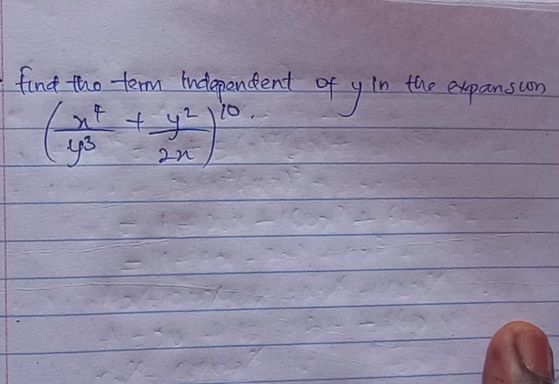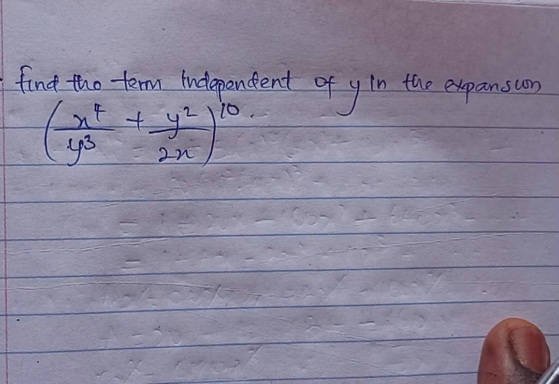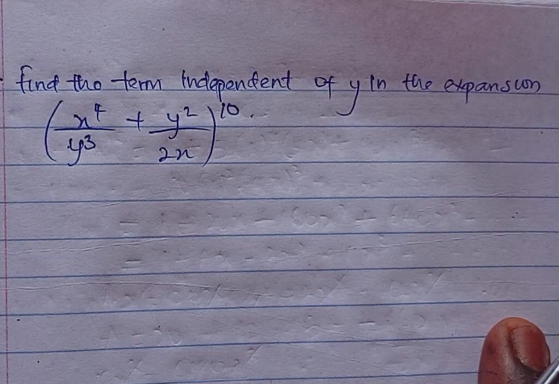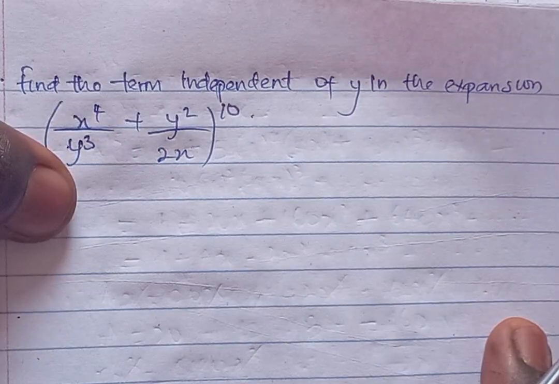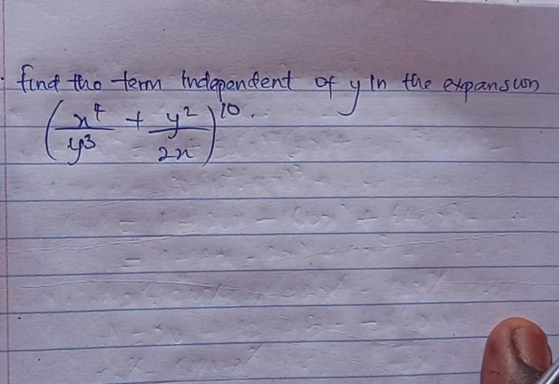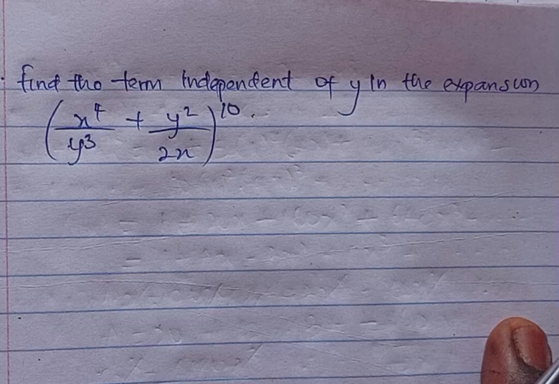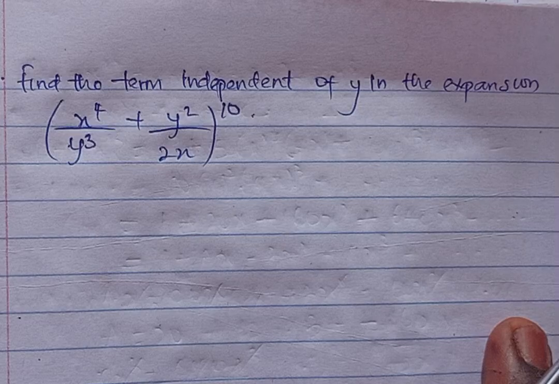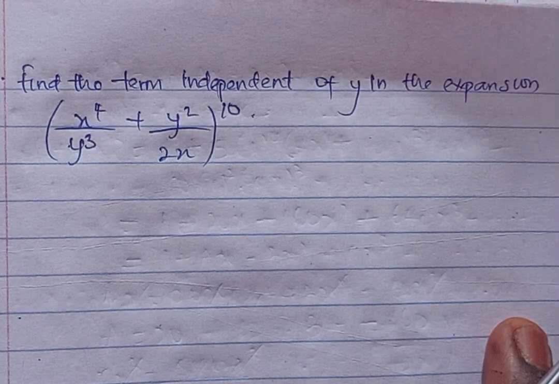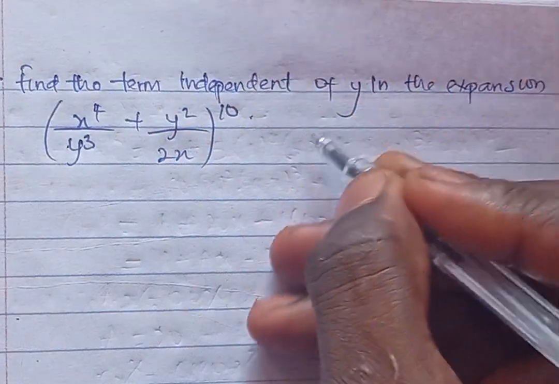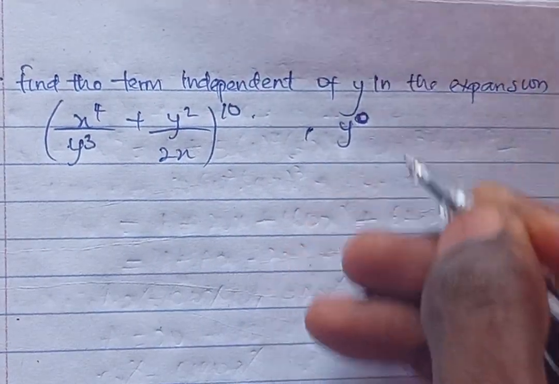Let's also check out this question. They say find the term independent of y in the expansion of this type. Okay, that is when y is raised to power 0. That is, if you expand the bracket, there will be one term that won't involve y, independent of y, won't be present in the term. Okay, that means we are looking for the coefficient of y raised to power 0.